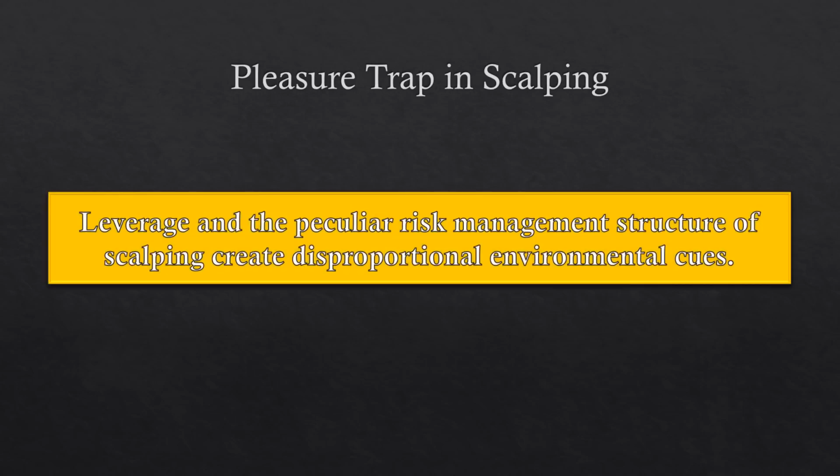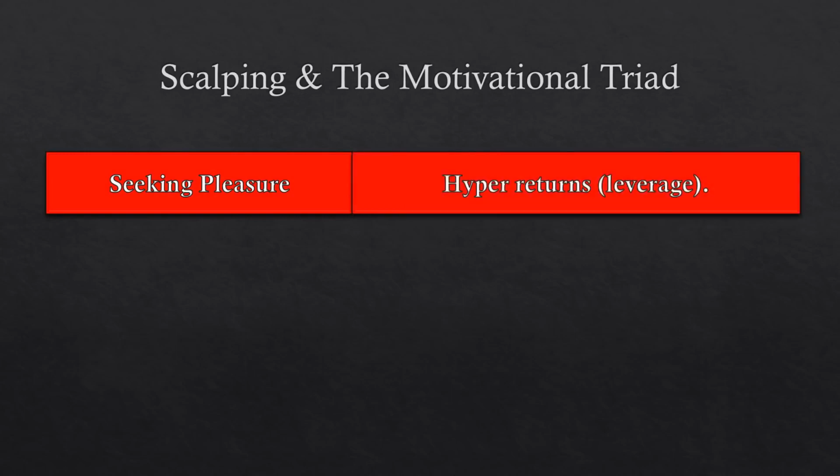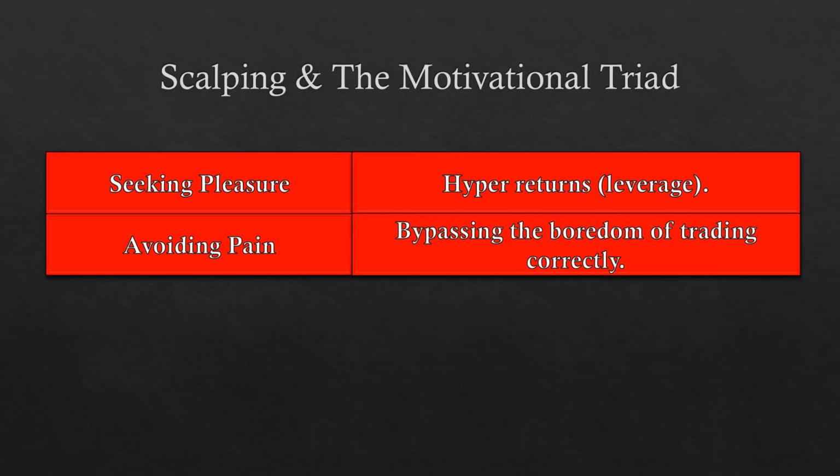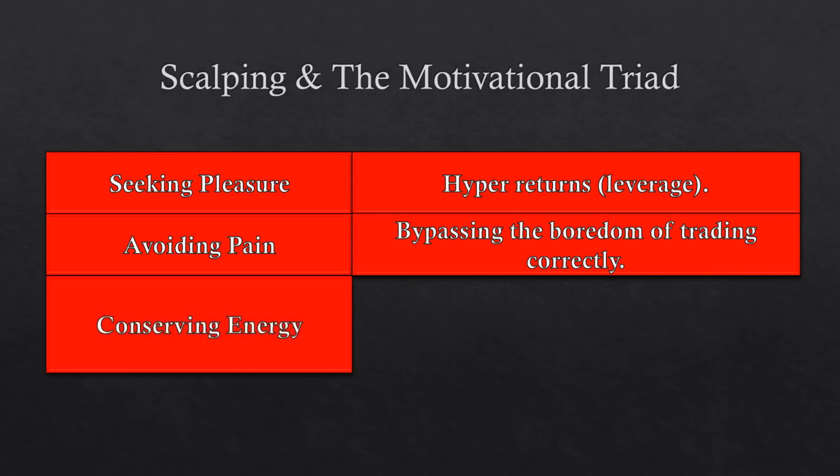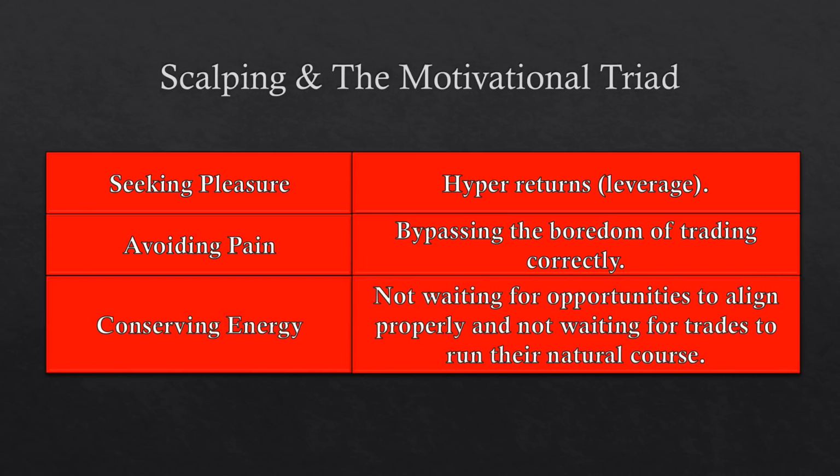The immediate gratification created by leverage and the peculiar risk management structure of scalping creates a disproportional environmental cue. Every winning scalp trade tells you that you are moving towards your goal efficiently. However, that's just the environment fooling your neurochemistry. If we look at scalping under the light of the motivational triad, we see that a scalper's brain perceives that more pleasure is obtained through hyper returns produced by leverage, more pain is being avoided since scalping bypasses the boredom of trading correctly, and more energy is being conserved because scalpers don't have to wait for opportunities to align properly and for trades to run their natural course.